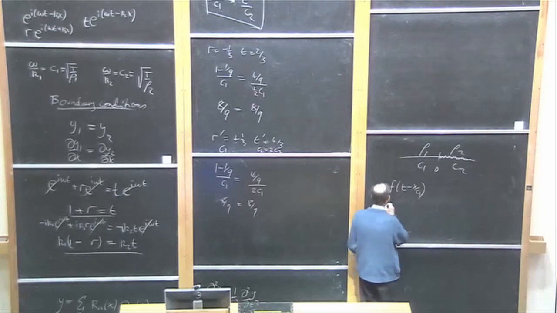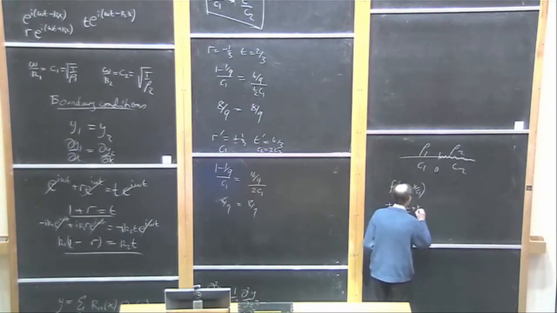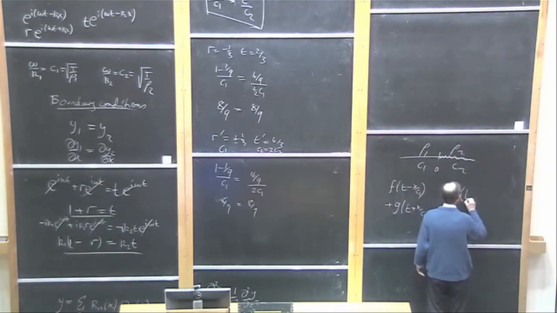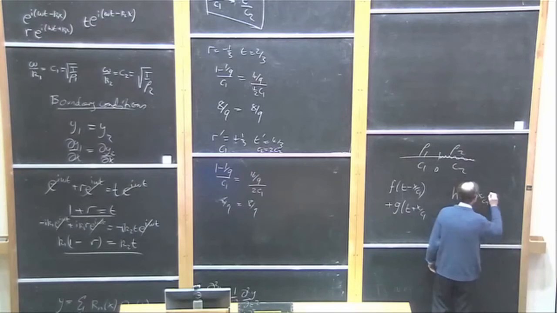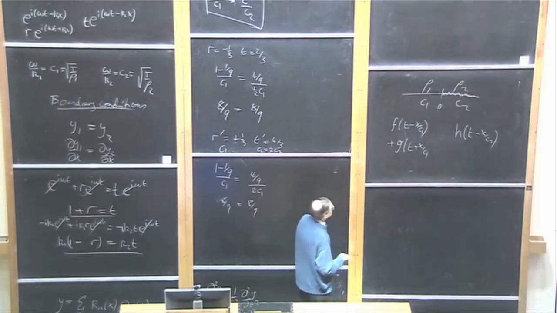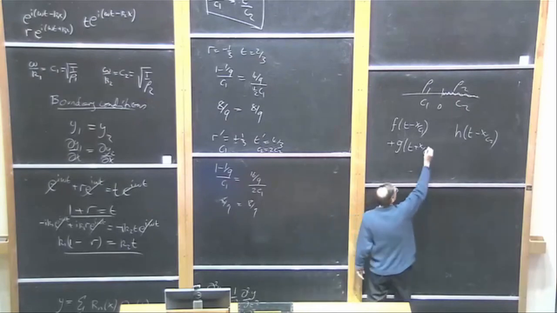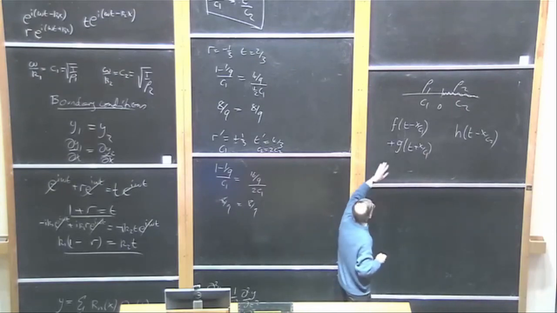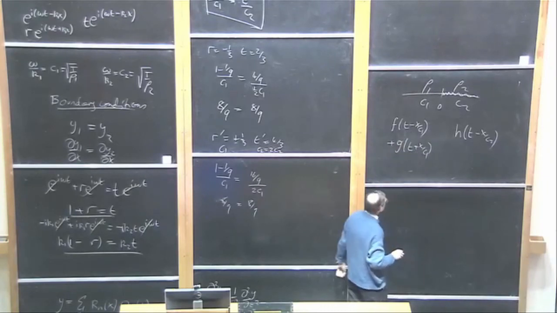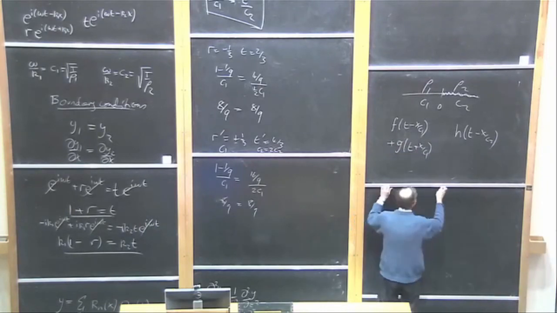Okay? And then there will be a reflected wave, g of t plus x over c1. And over here there will be a transmitted wave, h of t minus x over c2. And then on the boundary, we evaluate this at x equals 0, we evaluate that at x equals 0, and similarly that.